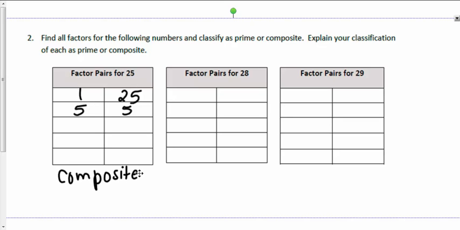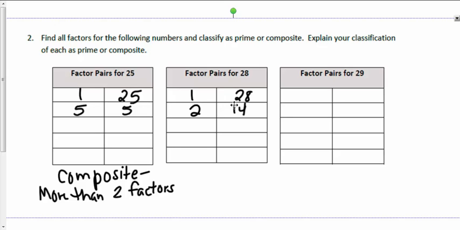And the reason is it has more than 2 factors. See if you can list all the factors for 28 by yourself and then come back and check and see if you got them all. All right, so 1 and 28, 2 and 14, 4 and 7. So again, this is composite. And there are more than 2 factors.